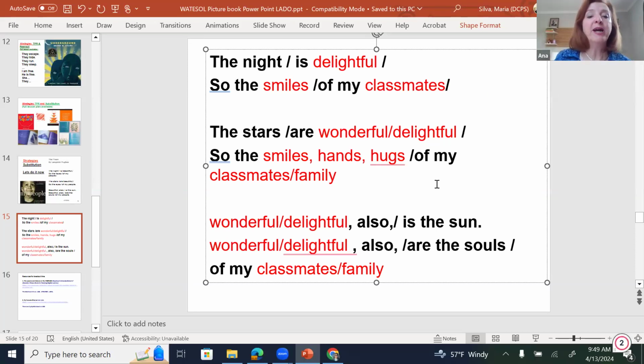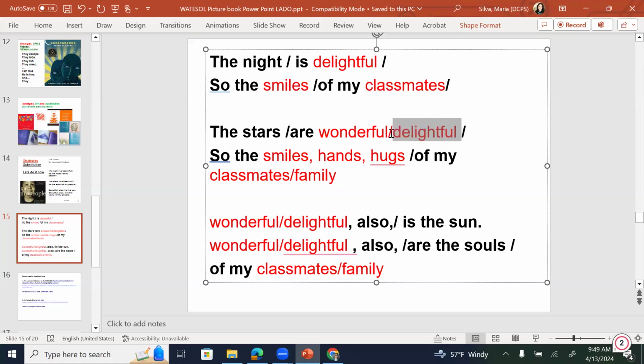And because the poem has so much repetition, not all students want to repeat. I've had students say, no, but I want the next paragraph to have wonderful, and the next paragraph to have hands and hugs, whatever. But Maria, go ahead. And the next one, the stars are, somebody shout out, do you want delightful or wonderful? Wonderful. Wonderful, okay.